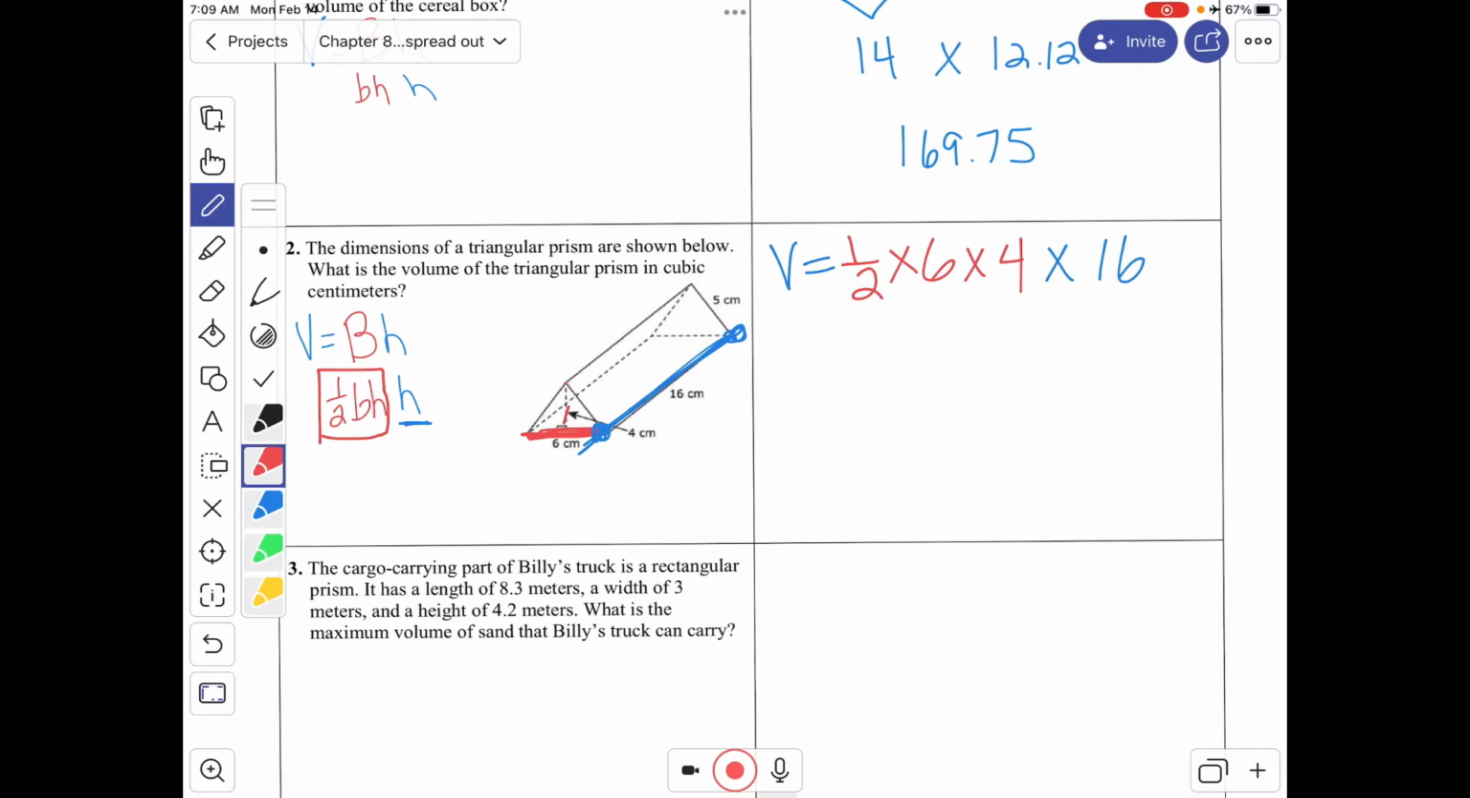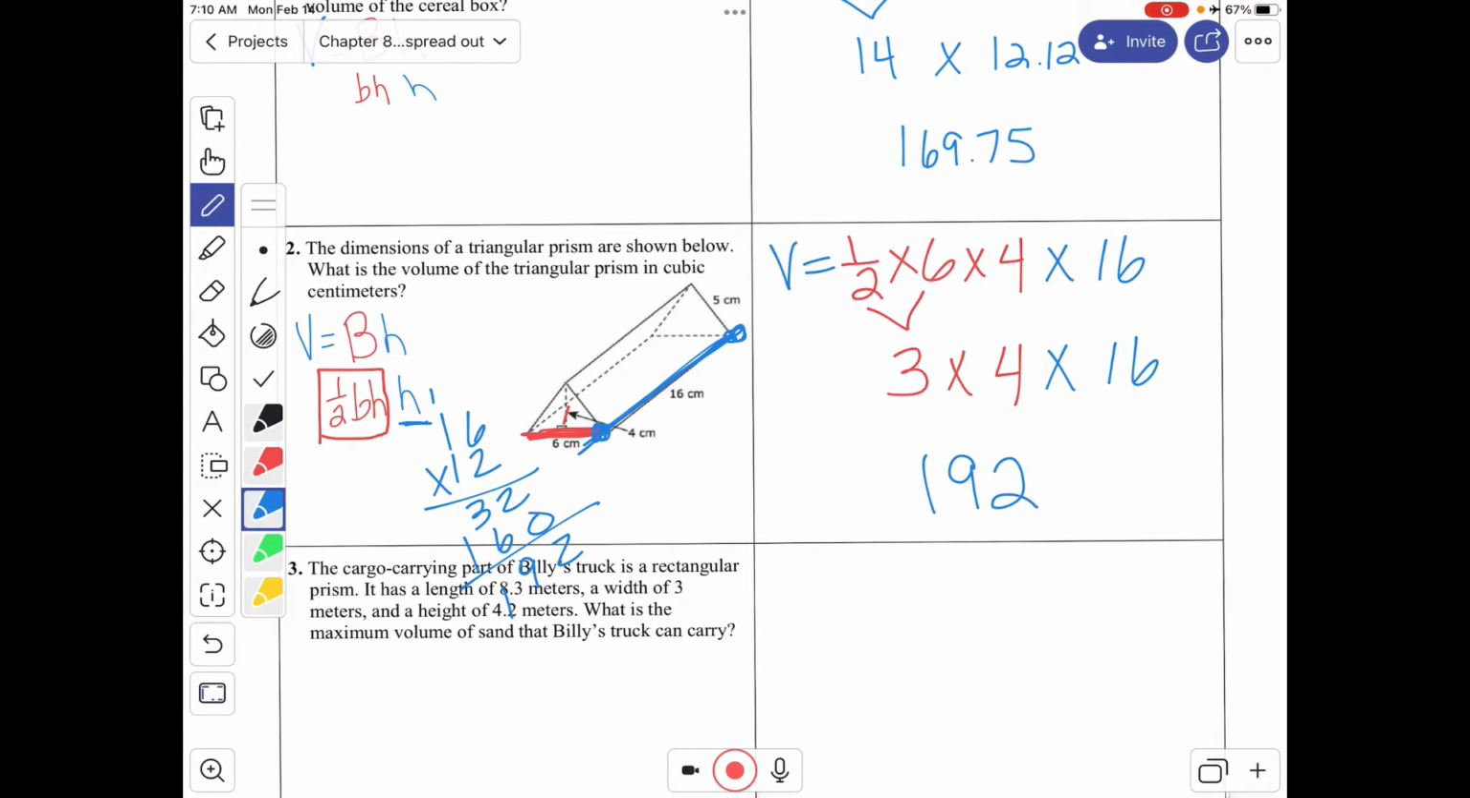Okay. And you can think of half. I need to take half of a number. So half of 6 is 3 times 4 times 16. 3 times 4 is 12. And then 12 times 16. 192, and it's centimeters cubed.